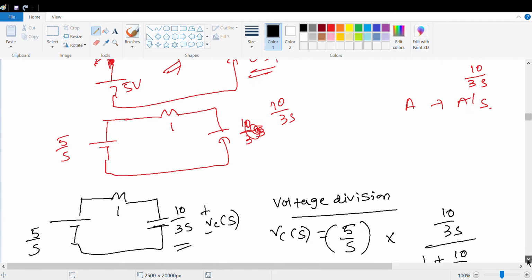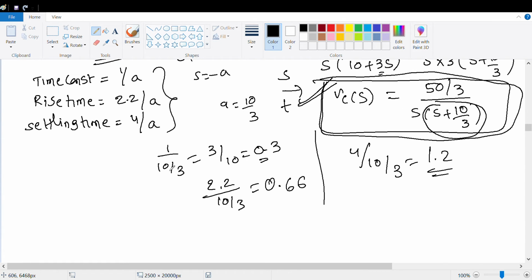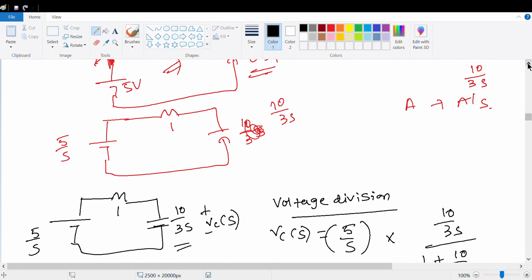And I think we would have to find Vc of t also, because they have asked for the expression for the voltage across the capacitor, assuming the uncharged capacitor and using Laplace transform. But they didn't mention whether it is S domain or time domain, so we just leave it here. Vc of S is the expression for voltage, and these are the time constant 0.3, rise time and settling time. Let us go through this problem once again.